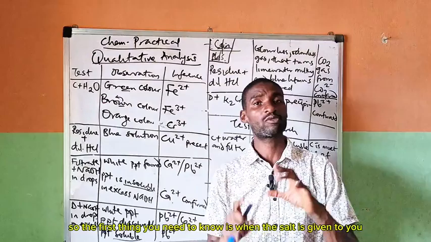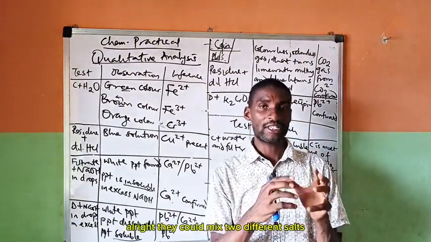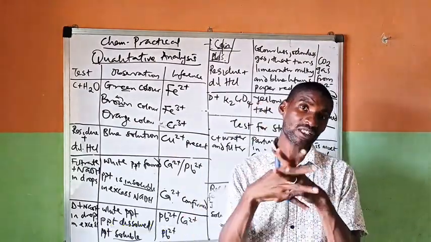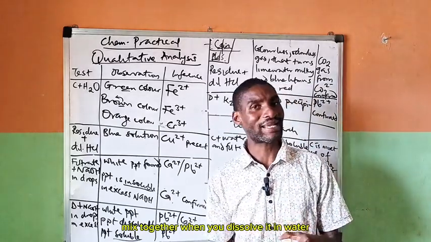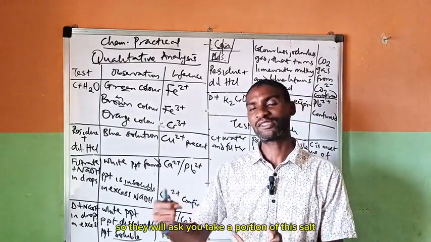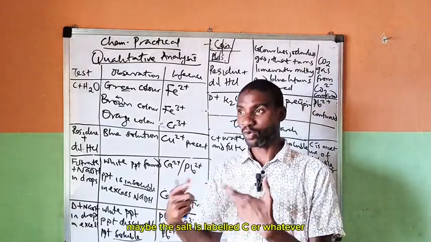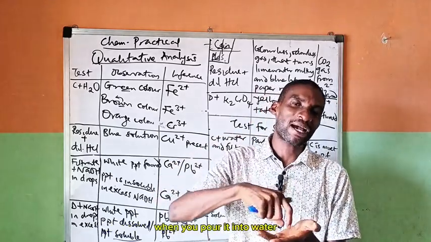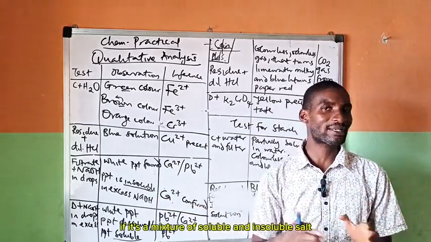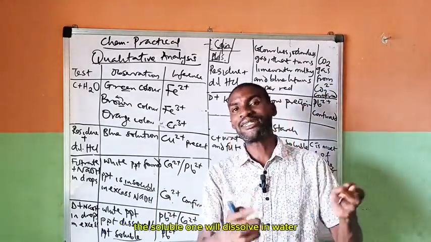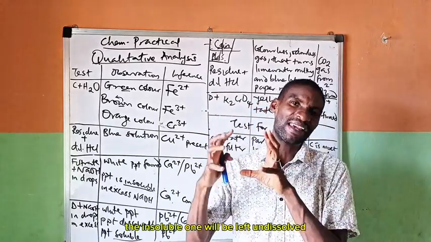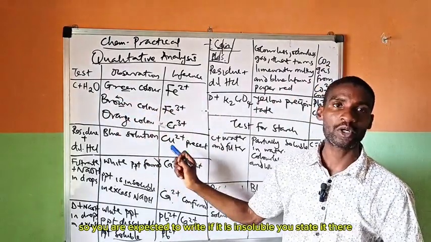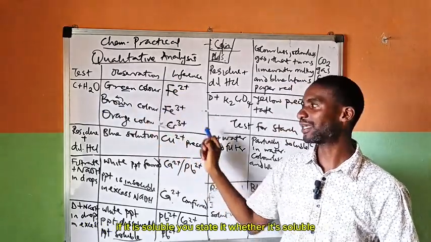So the first thing you need to know is when the salt is given to you, they could mix two different salts together. It could be an insoluble salt or a soluble salt mixed together. When you dissolve it in water, they will ask you, take a portion of this salt, maybe the salt is labeled C or whatever, put it into water and stir. If it's a mixture of soluble and insoluble salts, the soluble one will dissolve in water. The insoluble one will be left undissolved. So you are expected to write, if it is insoluble, you state it there. If it is soluble, you state that it's soluble.